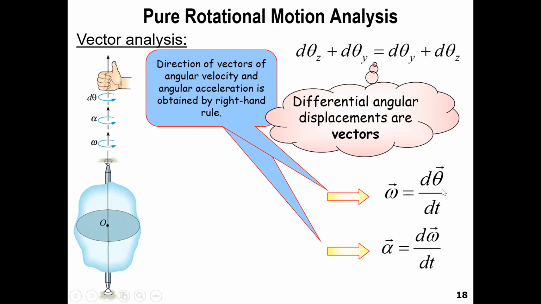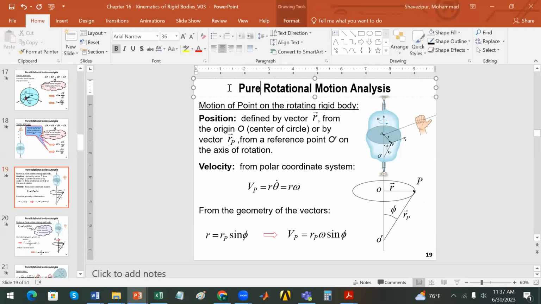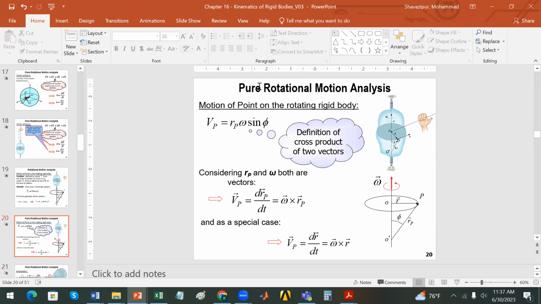Okay, so up to here, we defined omega and alpha as vectors. Now see how, I think I'm going to have to delete a lot of these pure words here.